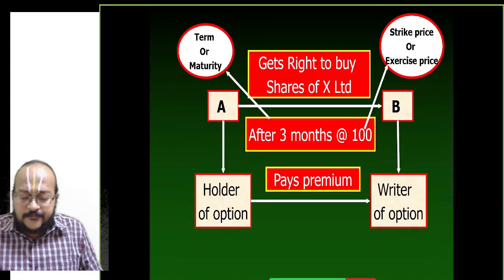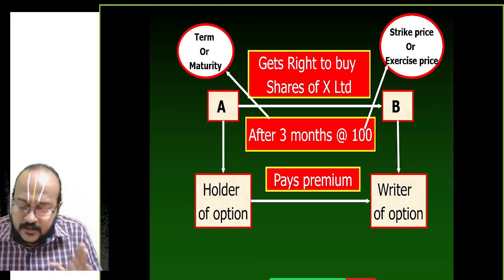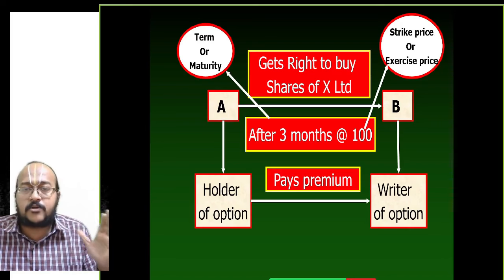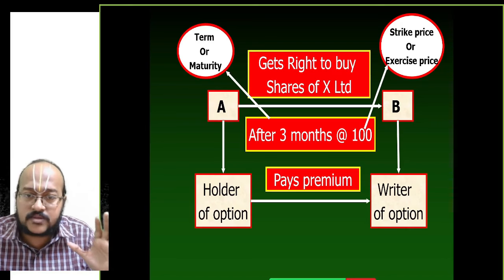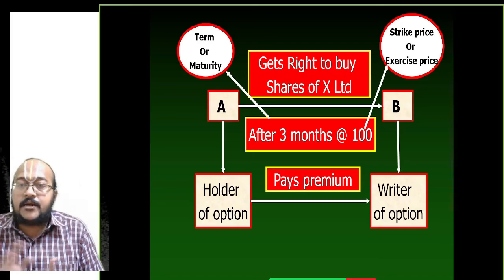Understood this? Is this clear? The entire structure of options is clear. Call option, right? So what is happening? To summarize this, are you all able to understand? I will summarize it once again. Please listen carefully. There are two parties. Who are they? A and B.